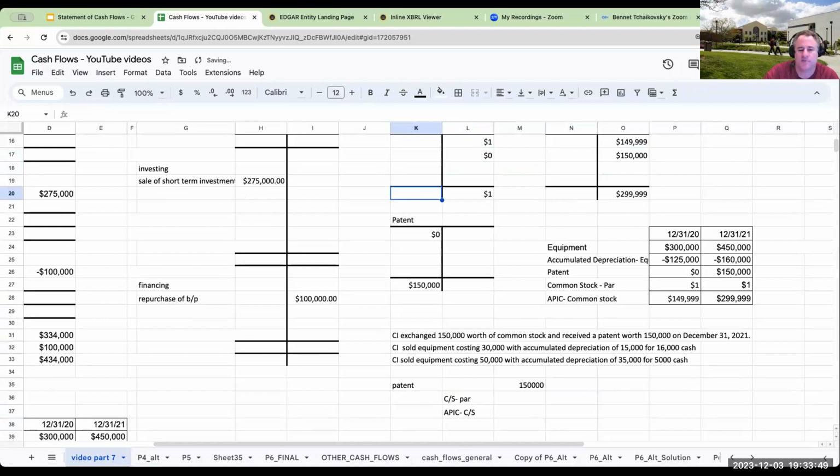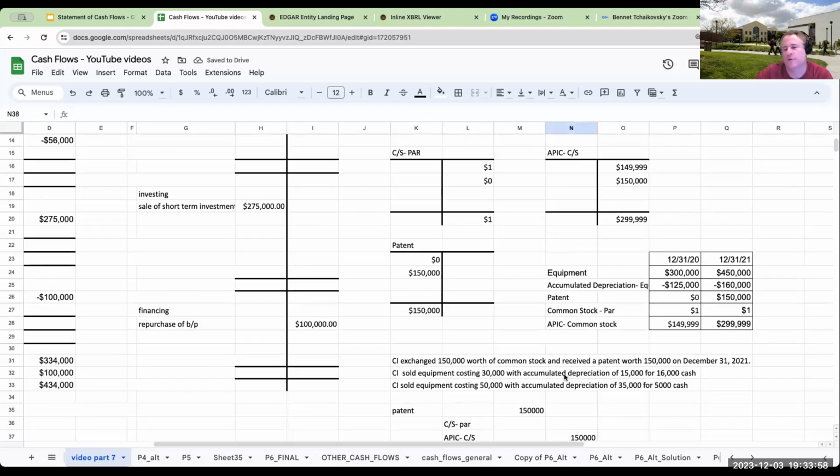So what this must have been is that I must have been crediting additional paid-in capital common stock. What you have to do with this, though, is we still have to deal with the T accounts.